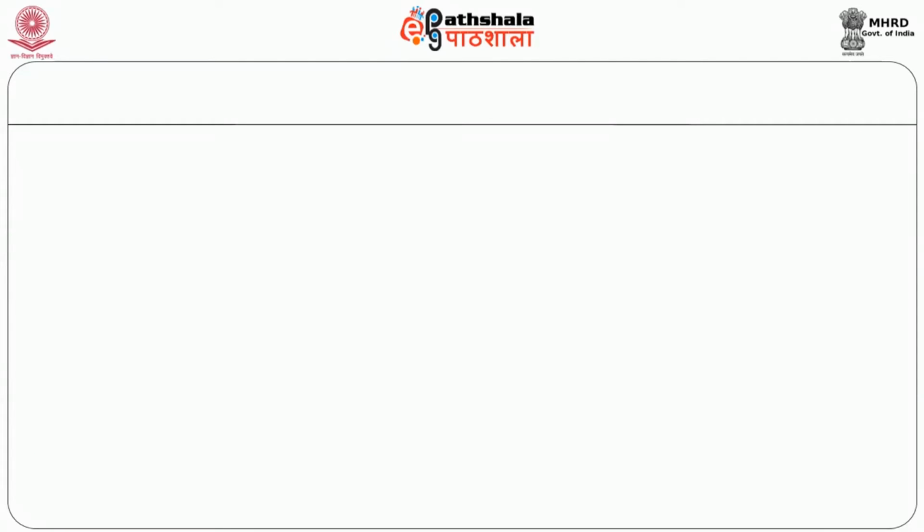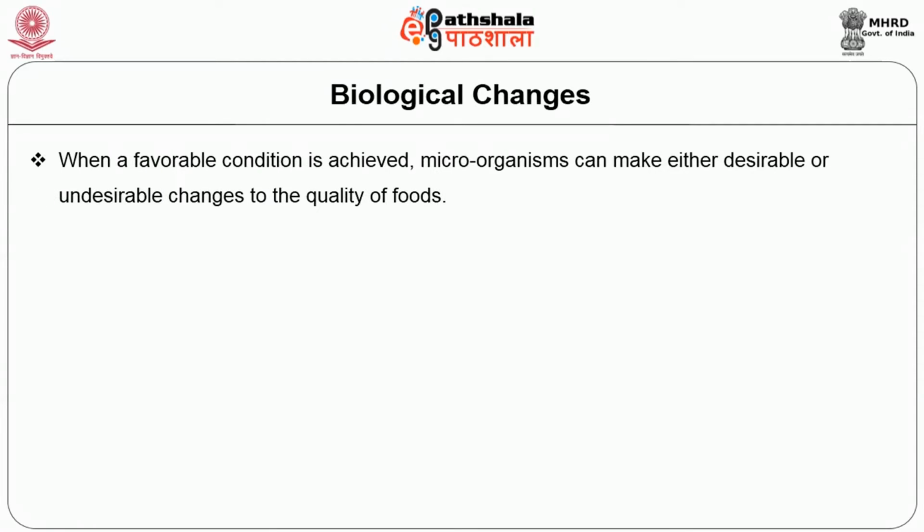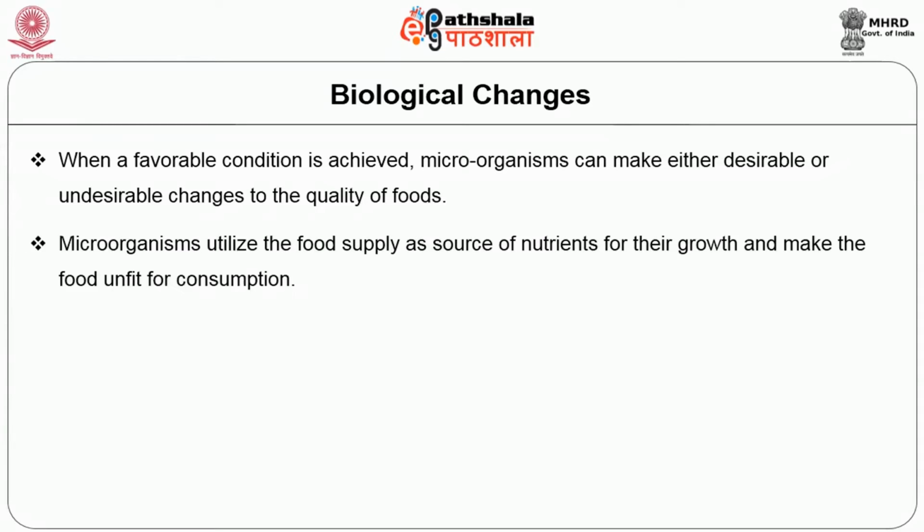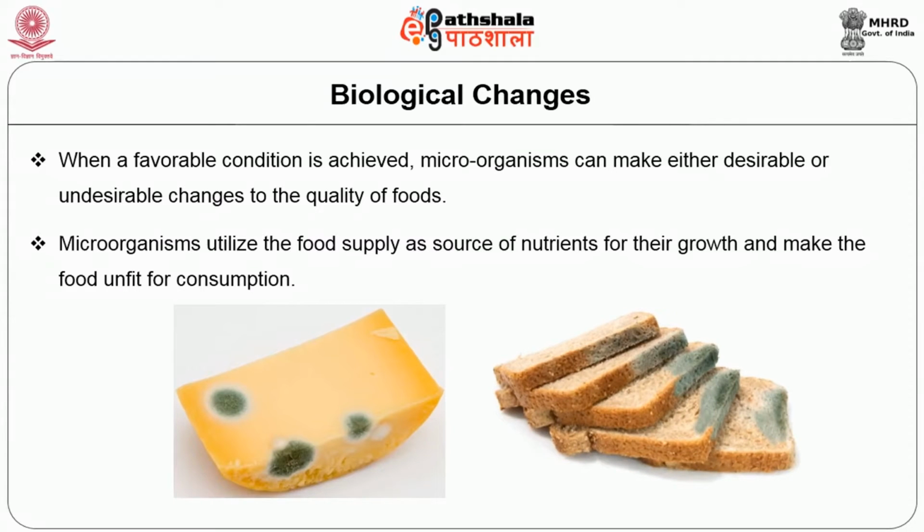Regarding biological changes during spoilage, when a favorable condition is achieved, microorganisms can make either desirable or undesirable changes to the quality of foods. The growth may be intentional growth of microbes as a part of food preservation, or they may grow unintentionally and lead to food spoilage. Microorganisms utilize the food supply as a source of nutrients for their growth and make the food unfit for consumption. The vigorous growth of microorganisms produces considerable changes both in physical and chemical nature of food.